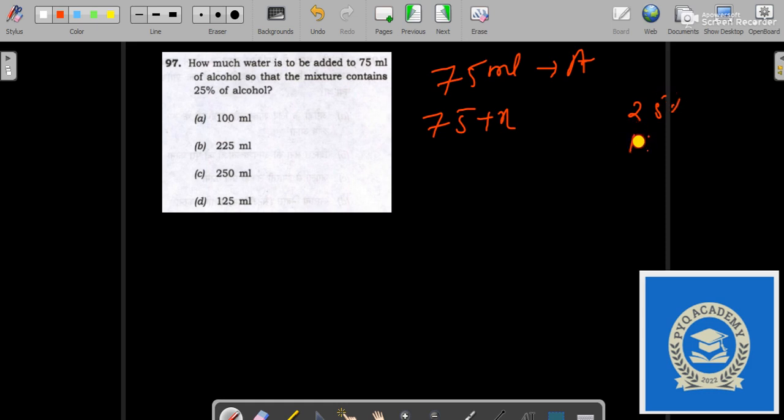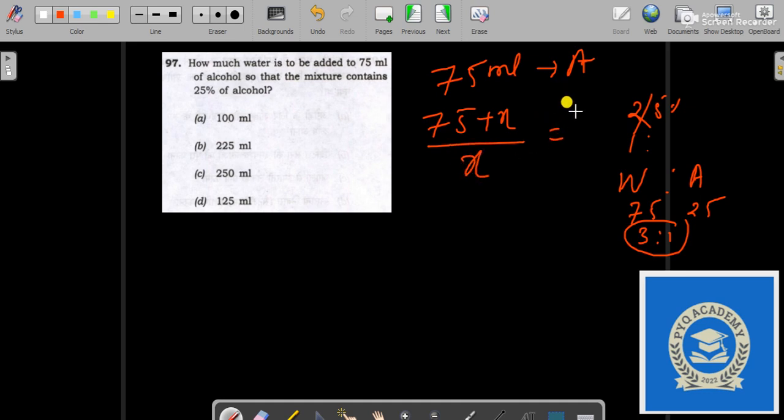That means now in the mixture of water and alcohol, there is 25% alcohol and 75% water. So the ratio comes 3 is to 1 of water to alcohol. This is the whole solution and we have to find water now. So take water. The whole solution is nothing but 4 and the water is 3.